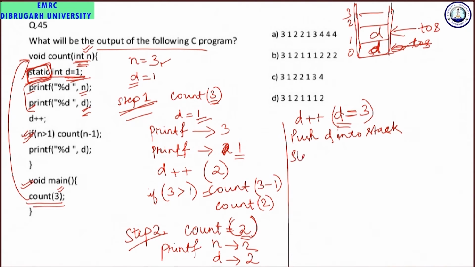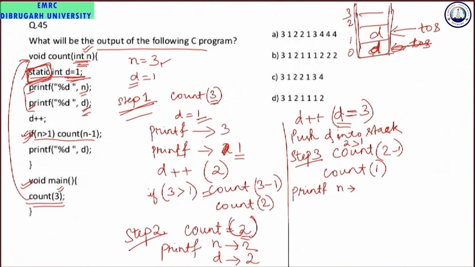So, next coming to step 3. Here count is equal to, so we will check here. So, what is your n? 2 is greater than 1. So, count is 2 minus 1. So, your count is 1. So, in printf your n is 1 and your d is 3. So, again d plus plus, your d is equal to 4.